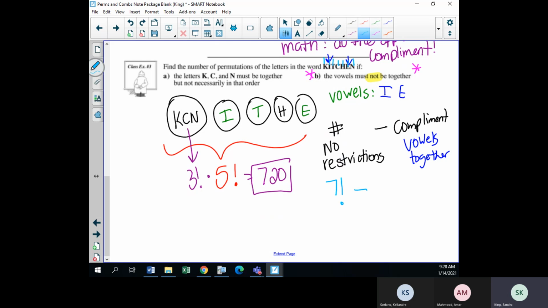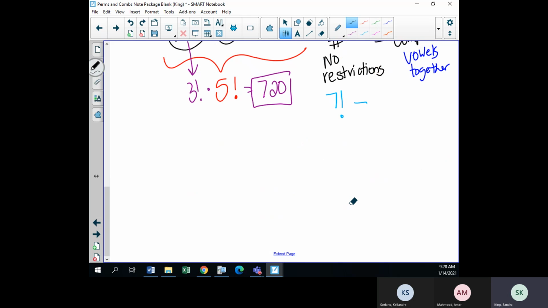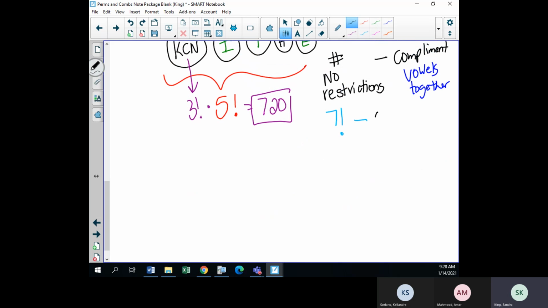Minus. Now we have to figure out the complement, which is vowels together. So vowels together means IE goes on one disc. Now we have to figure out how many discs we have if the vowels go together. So IE goes on one disc, and then we've got K on another disc, T on a disc, C on a disc, H on a disc, and then N on a disc.